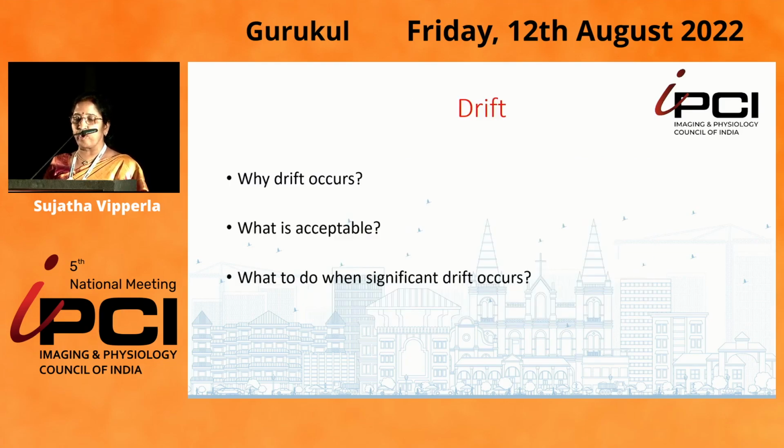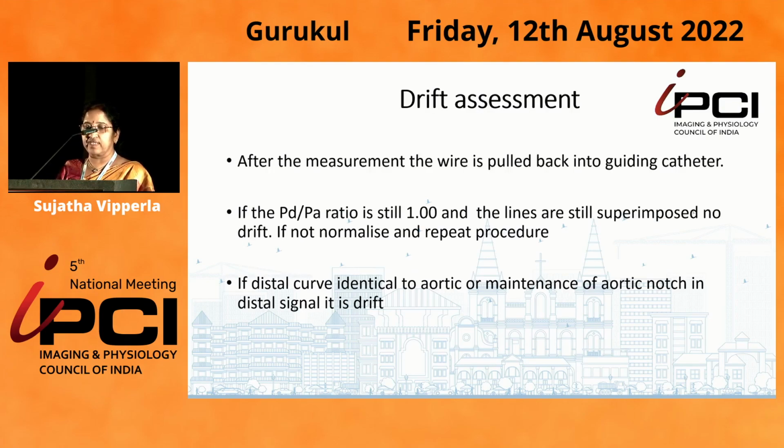So the most important thing is drift. You know that drift occurs during measurements. Only less than 5 millimeters of mercury per hour is an acceptable drift. And what do you do when drift occurs? After measurement, the wire is pulled back into the guiding catheter. The PdPa should be 1 and the curves should be superimposed. Only then you know that a drift has not occurred.